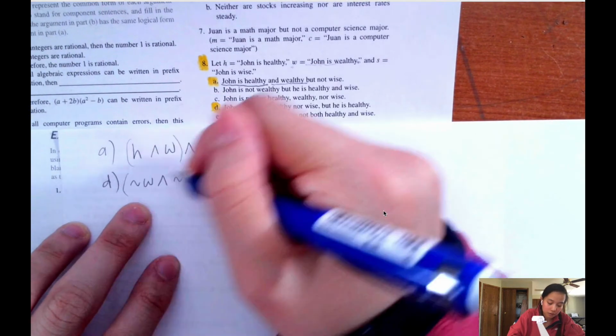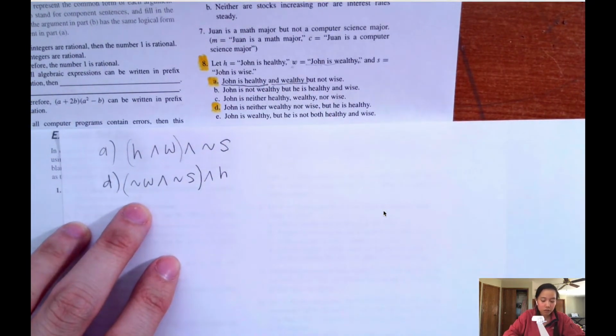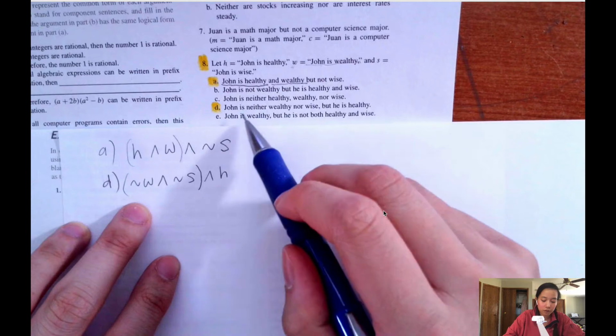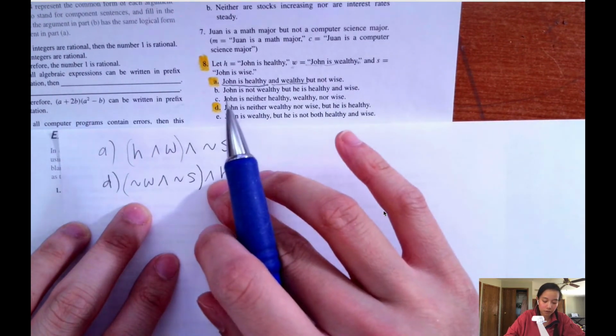And I'm going to do the same thing I did for A. Just put the parentheses there because when I read the sentence, I think of neither and nor as one group, and then the "but" is like its own thing, which is why I put it without the parentheses out here.